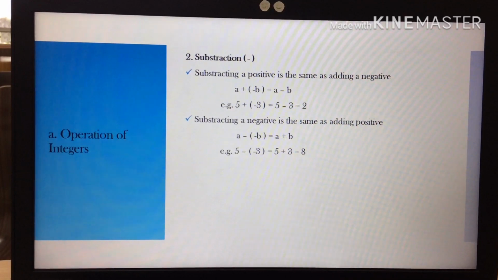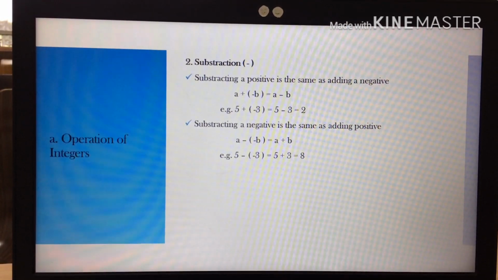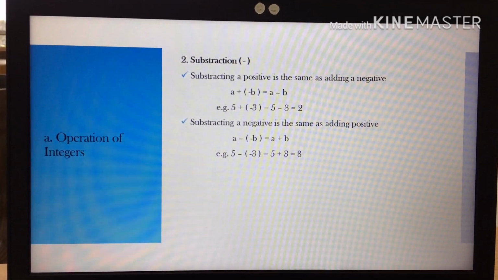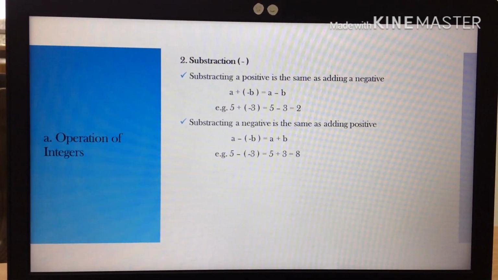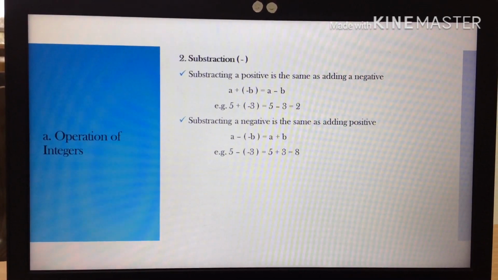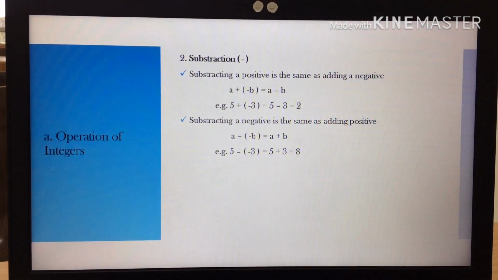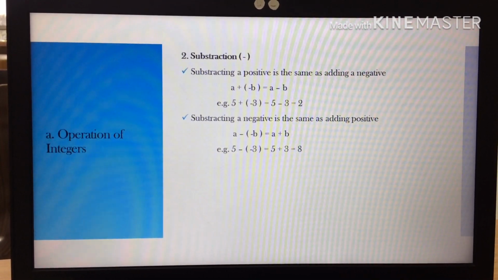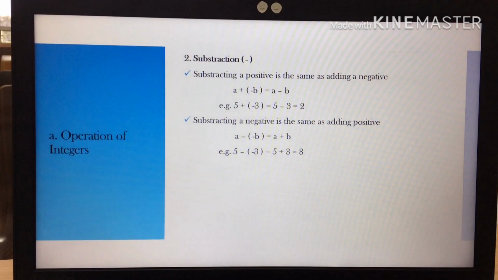And the second, subtracting a negative is the same as adding positive. The formula is a minus negative b equal a plus b. For example, 5 minus negative 3 equal 5 plus 3 equal 8.